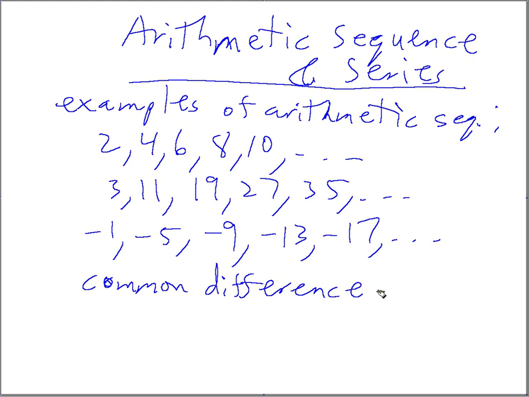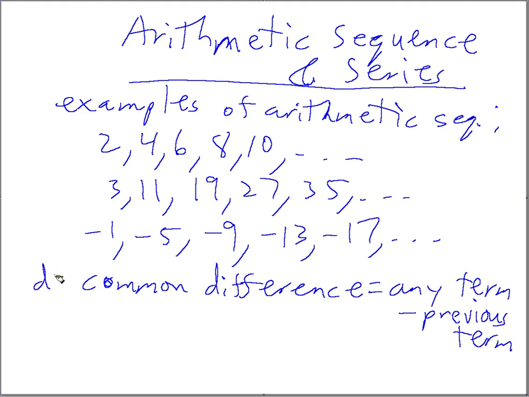To figure out the common difference, simply take any term minus the previous term. Let's call that D, for common difference. So up here, D is going to be, for example, 4 minus 2, which is 2. Or 6 minus 4, which is also 2. 8 minus 6 is 2, 10 minus 8 is 2. Again, any term minus the previous term.